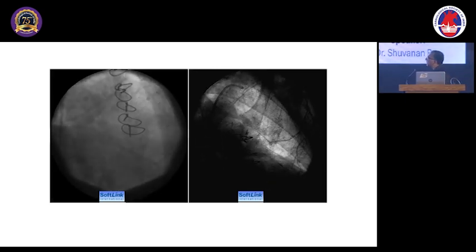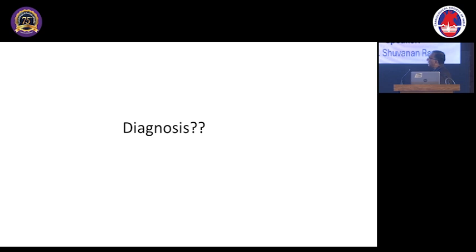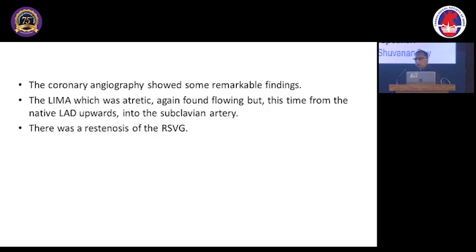Our next patient is a diabetic patient. She complained of severe unstable angina and was admitted in a reputed hospital in Calcutta. It's a very old angio, from 2002-03. Coronary angiogram was done, which revealed triple vessel coronary artery disease, and she underwent CABG in 2004, a LIMA and a vein graft.